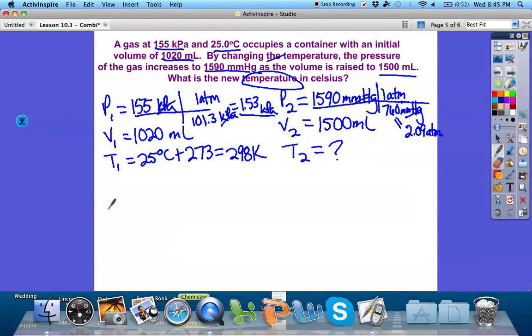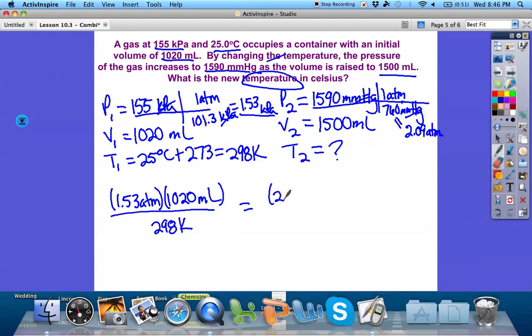So now we can start plugging things into our equation. So 1.53 ATM is P1 times V1, which is 1,020 milliliters, and T1 is 298 Kelvin. P2 is 2.09 atm, and V2 is 1,500 milliliters. T2 is what we're trying to find.